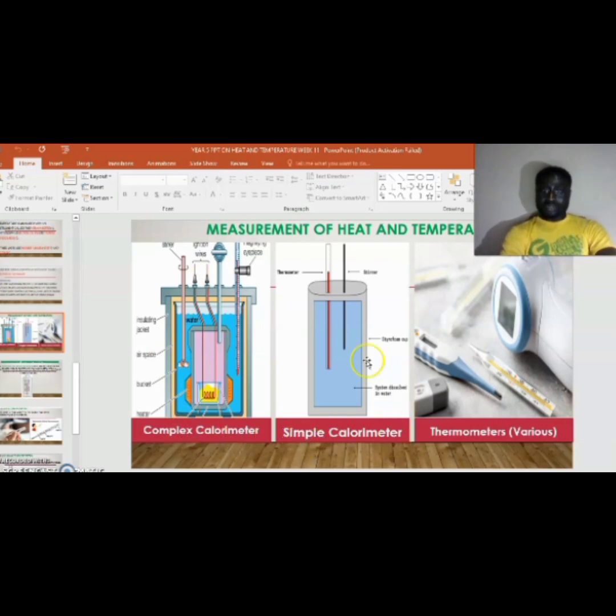We have a simple calorimeter, as you can see here. Then we have this picture showing thermometers of various kinds. Here we have the infrared thermometer, here we have the mercury in-glass thermometer, here we have the digital thermometer, and also we have the dry bulb thermometer. They are all used to measure different temperatures. Then the calorimeter measures different heats that emanate from different bodies.